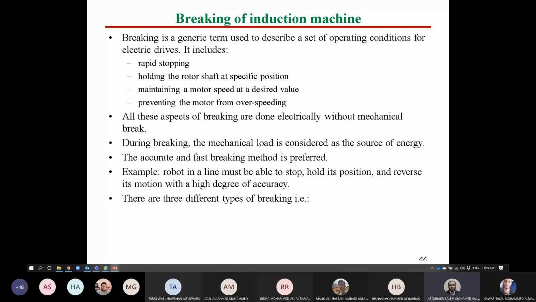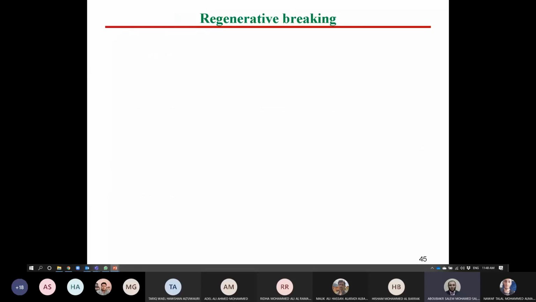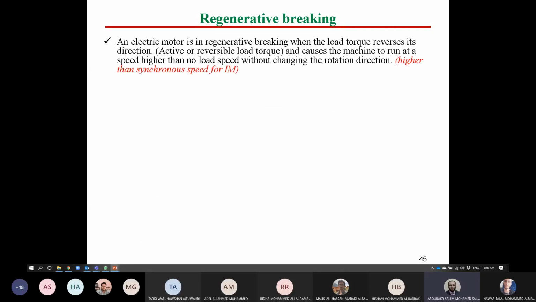There are three different types of braking we are going to discuss. First is called regenerative braking. The second is called dynamic braking. The third one is called counter-current braking. So let's start discussing the meaning of each type.